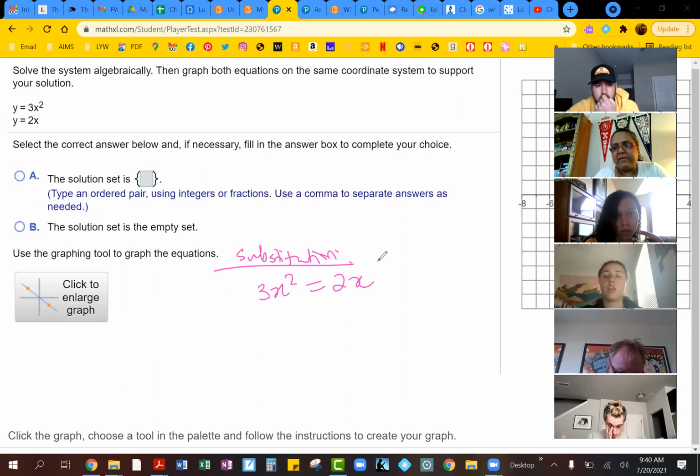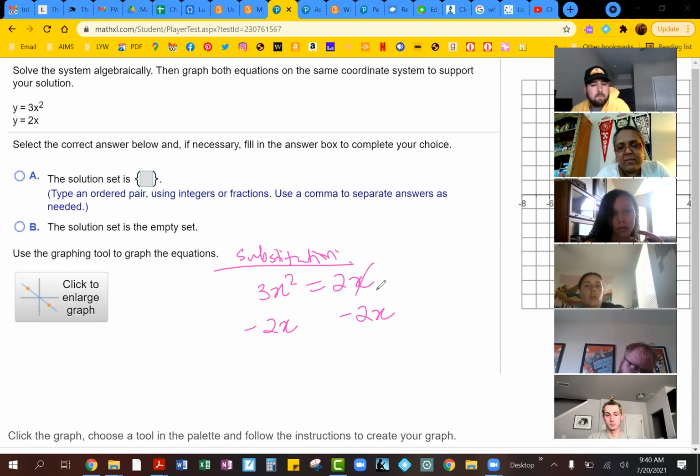Because the goal is to try and find x by itself, right? To get the x's by itself. So can you move the 2x over to the other side? Very nice. Yes, Kayla, very good. Let's go ahead and subtract that guy, move it to the other side. All righty. And then what do you think we should do next?